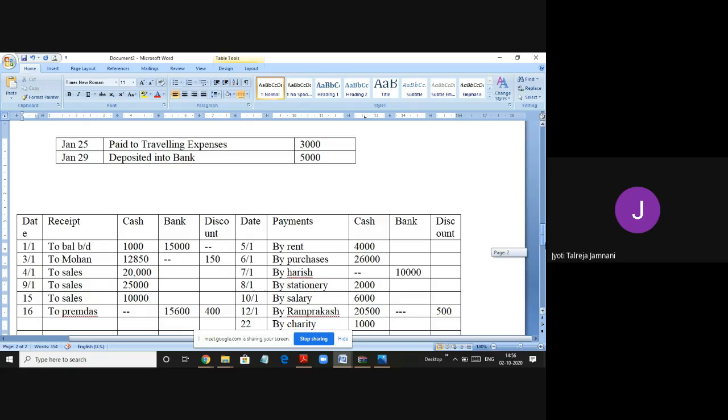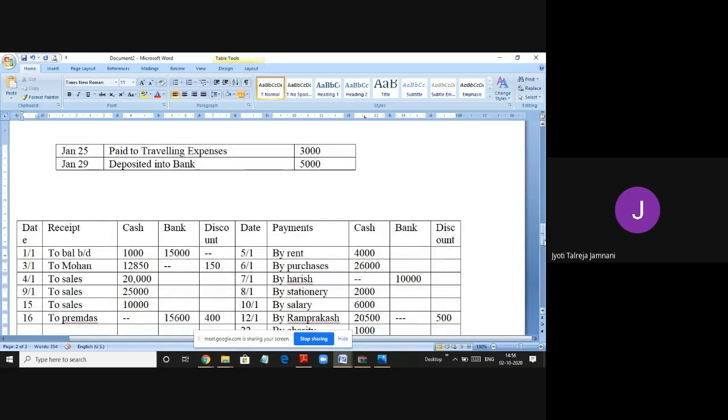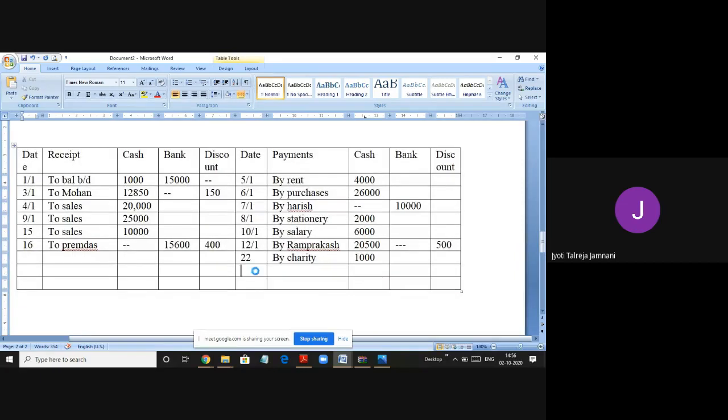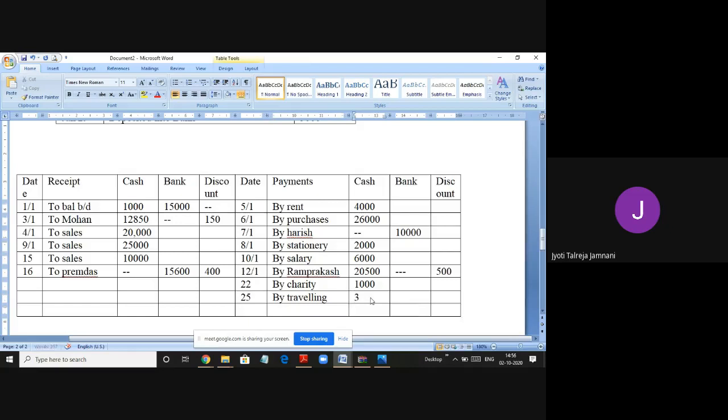Okay, so that was till 22nd Jan. Now 25th Jan, paid to traveling expenses. So 25th Jan, by traveling expenses. How much have we paid? 3,000 rupees. Nothing in the cash column and nothing in the discount column.